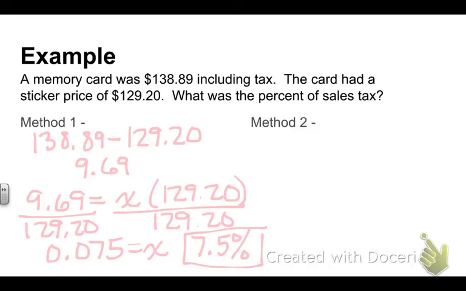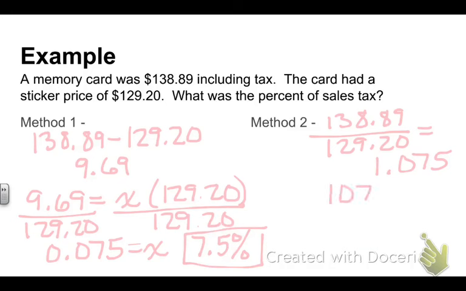Now, method 2, a little bit different. Divide the total cost by the sticker price. So if you take $138.89 and you divide it by 129.20, what's that going to be? Sorry, I'm running out of room there. That's going to be 1.075. If you change it to a percent, multiply it by 100, that's 107.5%.